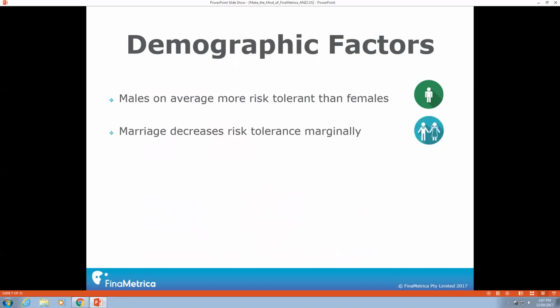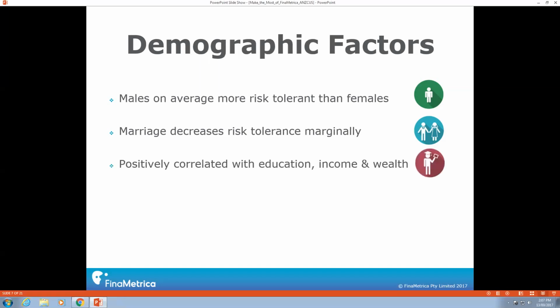We also know that marriage tends to decrease risk tolerance marginally. Remember that for couples, each must assess their risk tolerance separately. Just like you don't complete a joint personality test, you don't complete a joint risk tolerance test. It is common for couples to have different risk tolerance profiles. Managing these differences in couples is both challenging and rewarding. Your clients will have a better appreciation of why their partner may make certain financial decisions.